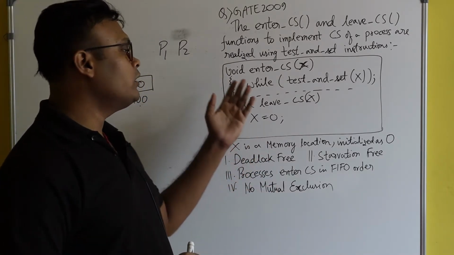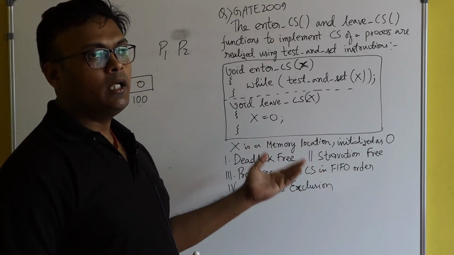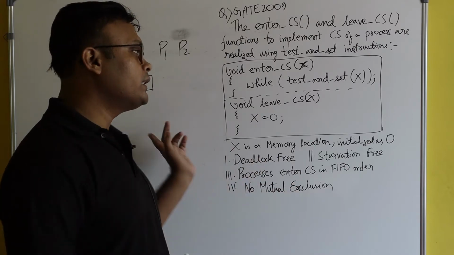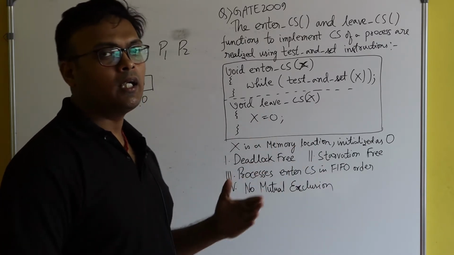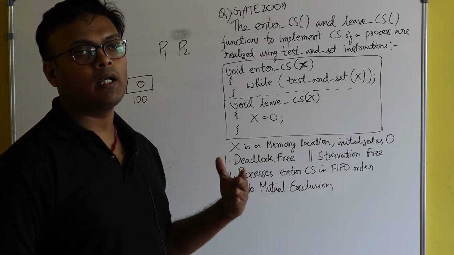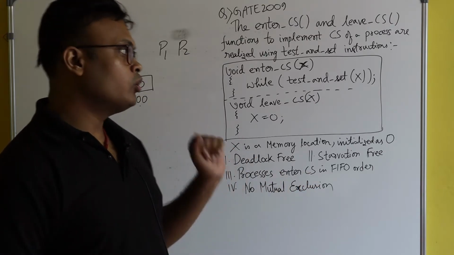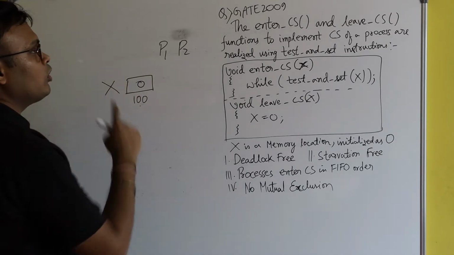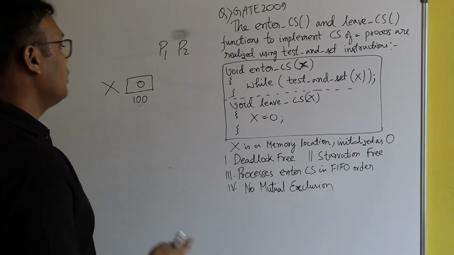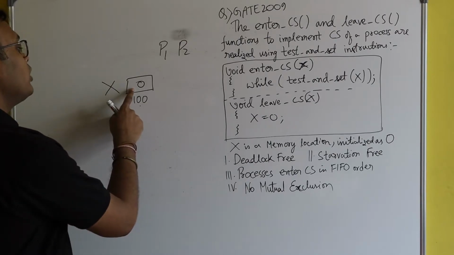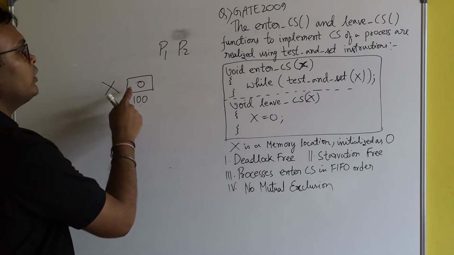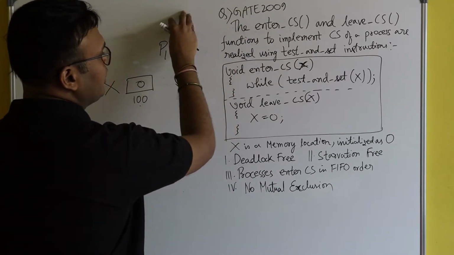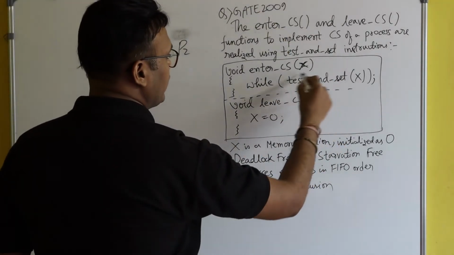What does the test and set function actually do? It returns the old value of the lock. Here x is the lock. It returns the old value of the lock, and after that it sets a new value. So here the old value is 0 because x is initialized as 0. So when the test and set function is called, it will return 0 here.